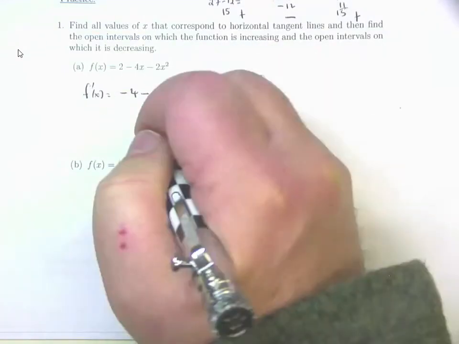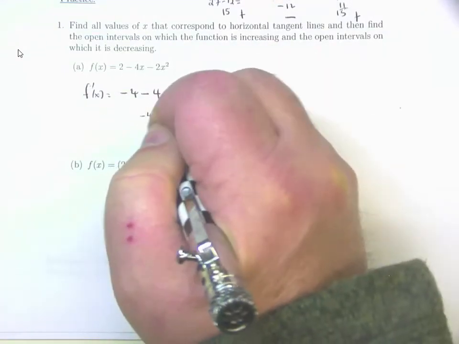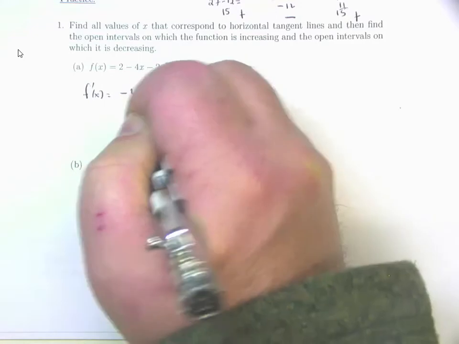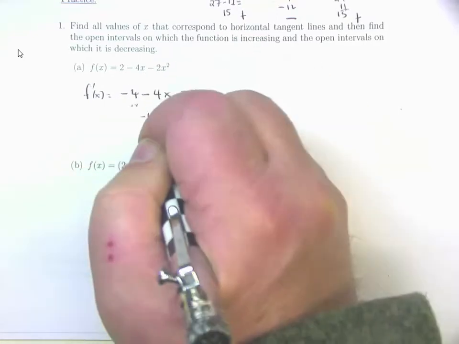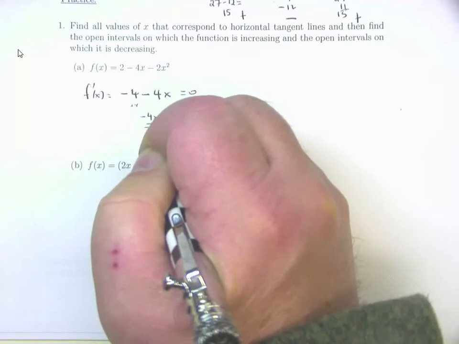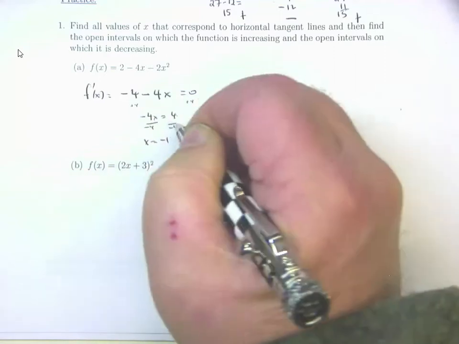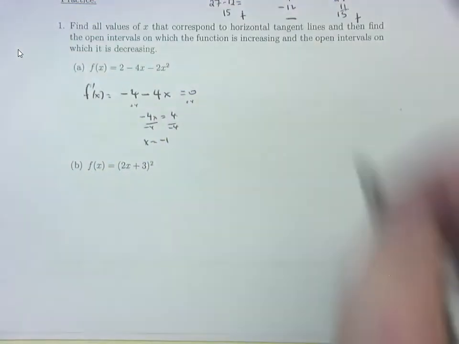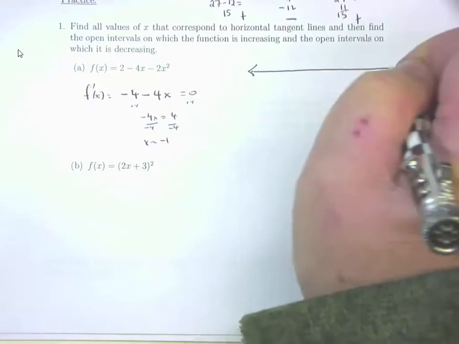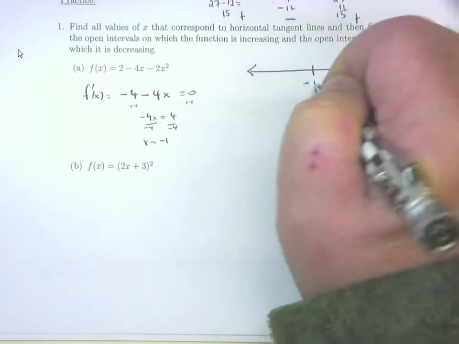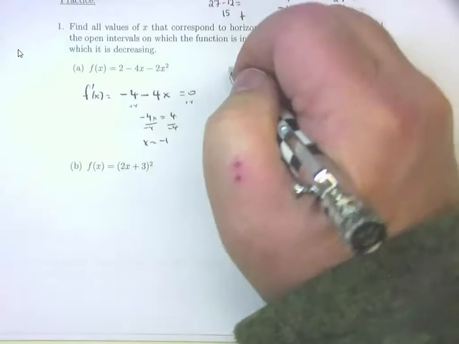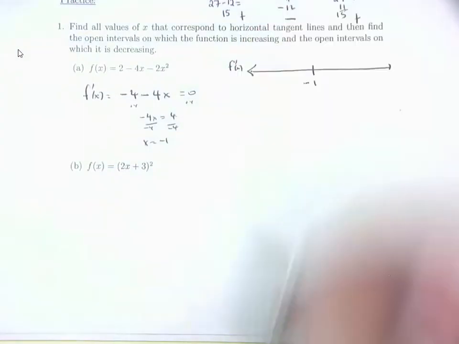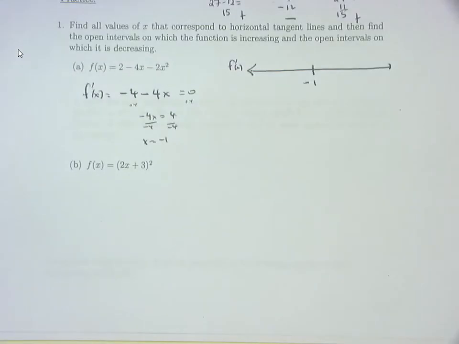I'm going to add 4. So that gives me negative 4x is equal to positive 4. I literally added 4 to both sides. And then I'm going to divide by negative 4. And I get x equals negative 1. 4 divided by negative 4 is negative 1. So, I'm going to draw my number line. I'm going to put that number on there, negative 1. And I'm going to label this number line as an f prime number line. This is my derivative, and we're trying to figure out whether the derivative is going to be positive, increasing, or negative, decreasing.